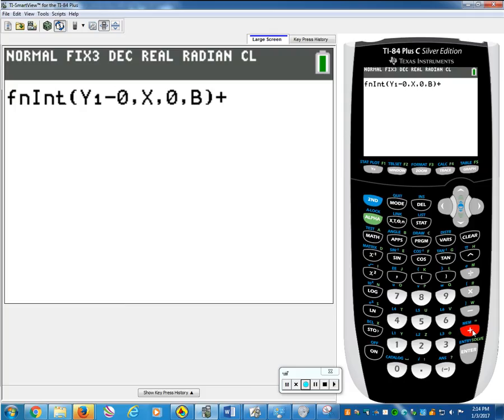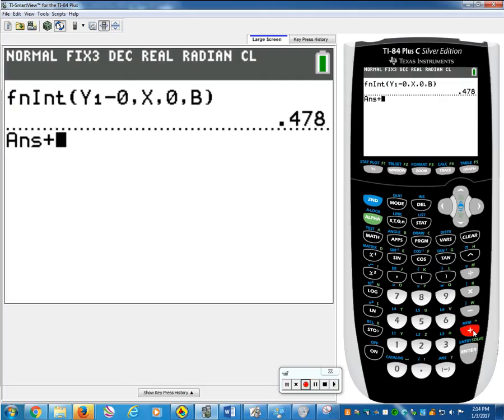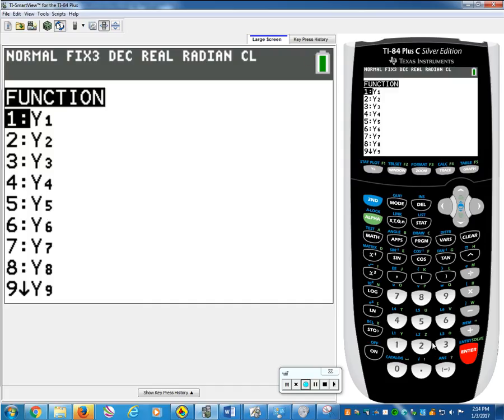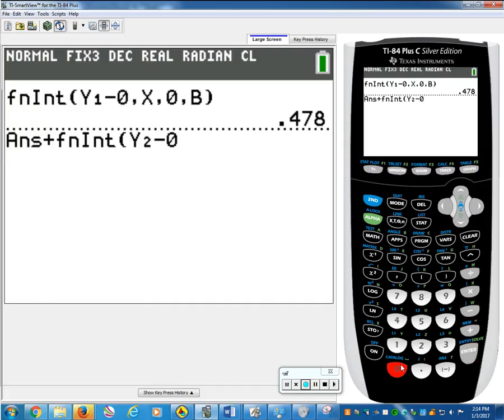Math again. And I'm going to do something different here, Jack, because that was confusing to me when the string gets too long. So I'm just going to find that one. That's the first part of the area. And I'm going to add that to the math line again. So variables, Y variables, function, Y2, comma 0. This one has to go from B to C.